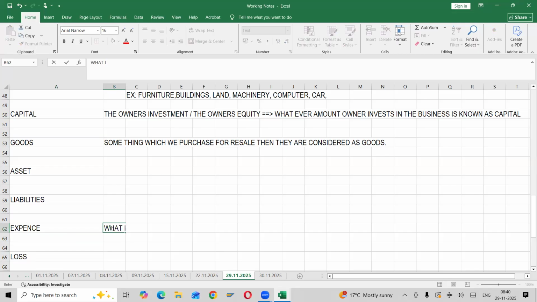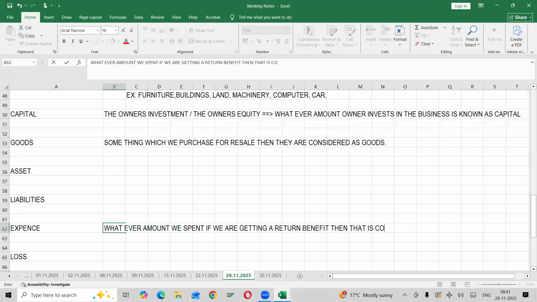Whatever amount we spent, okay, the simple difference between expense and loss: expense can be converted into loss, and loss can be converted into expense. On the basis of what? Whatever amount we spent, if we are getting a return benefit, then that is considered as an expense.